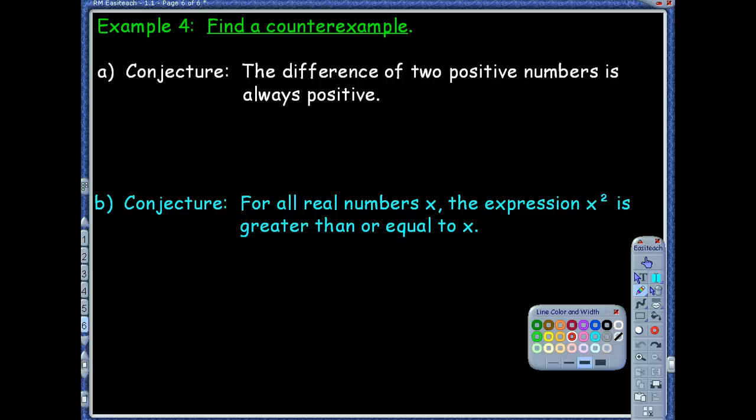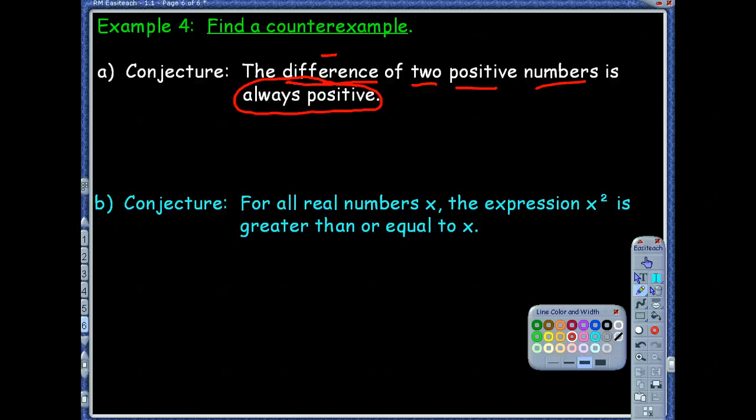The first one says the difference of two positive numbers is always positive. So we're doing difference. What does that mean, Mrs. Palermo? Subtract. Absolutely. We want two, so we're subtracting two positive numbers. The question is, will it always be positive? Now, when I'm finding a counterexample, I want to take a look at this conjecture. I don't want to change it. I just want to change its outcome. I want to change what's happening in the end. So we're still taking the difference of two positive numbers, but we want a different outcome. In other words, we don't want it to be positive, so it has to be something that's not. Could be 0 or negative.